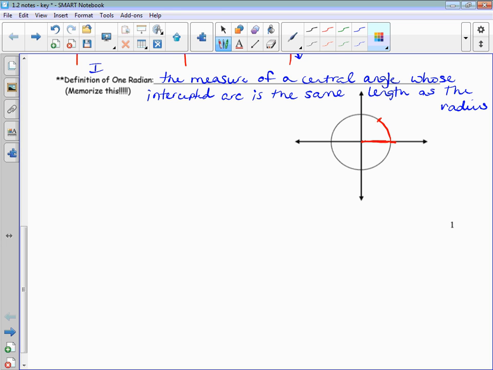So if I connect that angle I just formed, the measure of it, instead of thinking, I don't know, is that 50 degrees? No, that is 1 radian. So the measure of this angle is 1 radian.